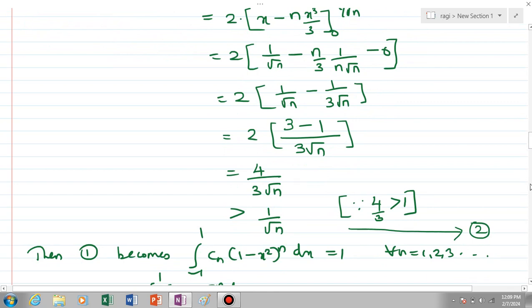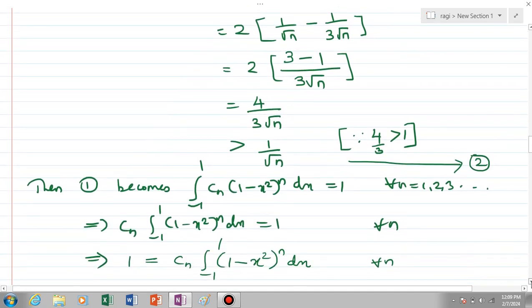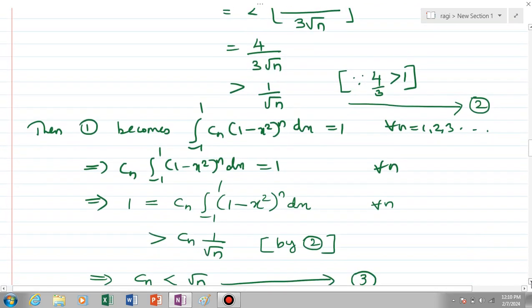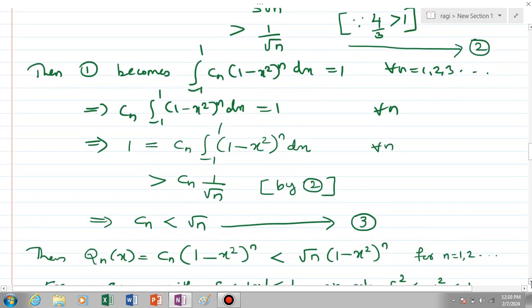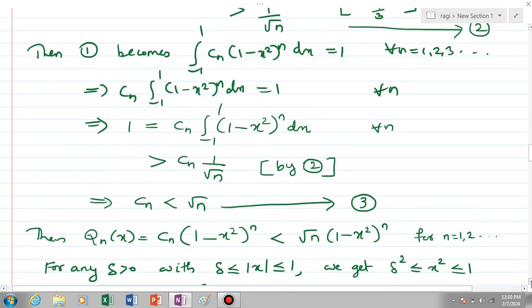Then substituting this in equation number 1, that is the integral from minus 1 to 1 of cn into (1 minus x square) raised to n dx is equal to 1. Substituting the result we have obtained, we get 1 is equal to cn into the integral from minus 1 to 1 of (1 minus x square) raised to n dx, for every n, which is greater than cn into 1 by root n by equation number 2 we have obtained. That is, cn is less than root n. That is equation number 3.